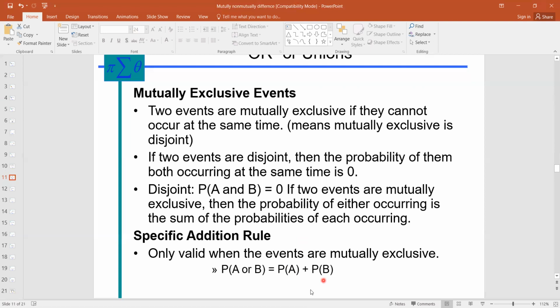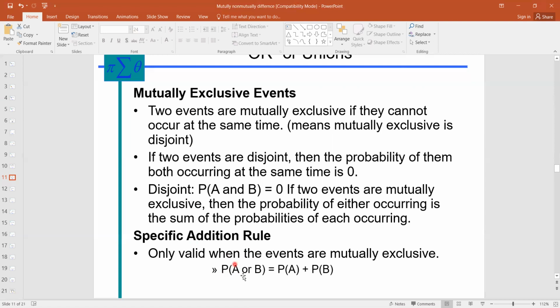If there is no common portion, or they cannot both occur at the same time, or we cannot find the common portion from these two, or we can say probability of A and B is 0, then the events are mutually exclusive. So this is the type of additive rule. So we have OR to join these events.